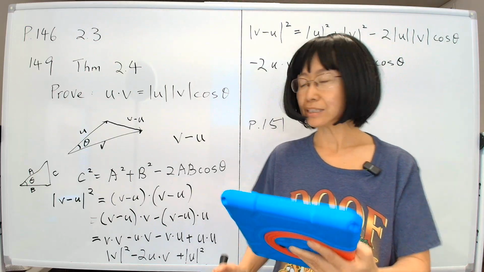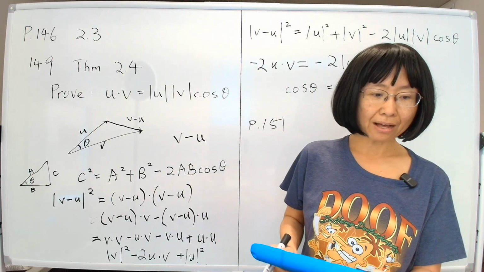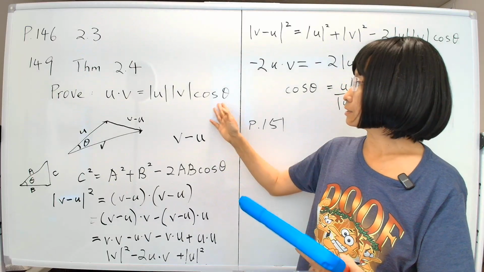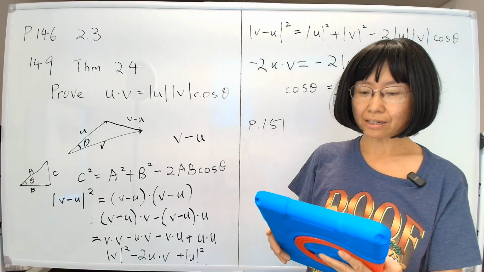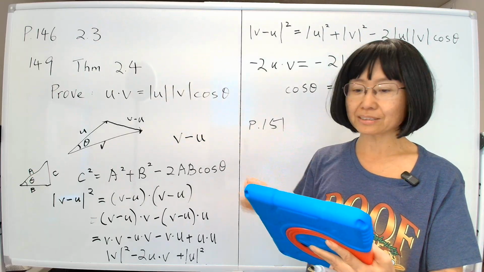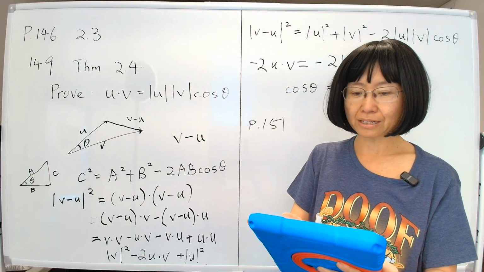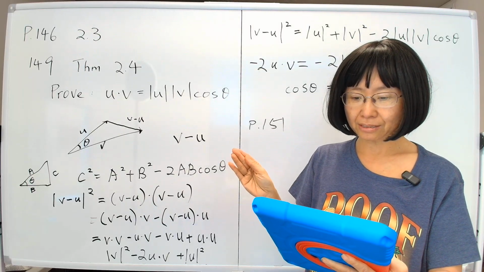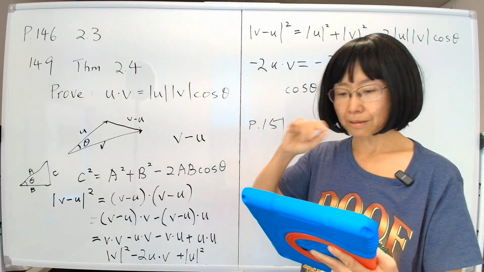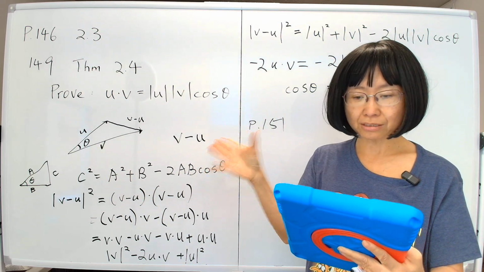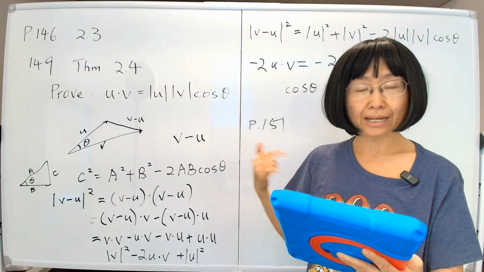Next, let's look at page 151, where we have a bunch of different angles. Of course, if this is the cosine theta, there are different situations. For example, theta might be less than 90 degrees, right? In which case, the cosine theta will be bigger than 0. If theta is bigger than 90 degrees, the cosine theta is going to be less than 0.